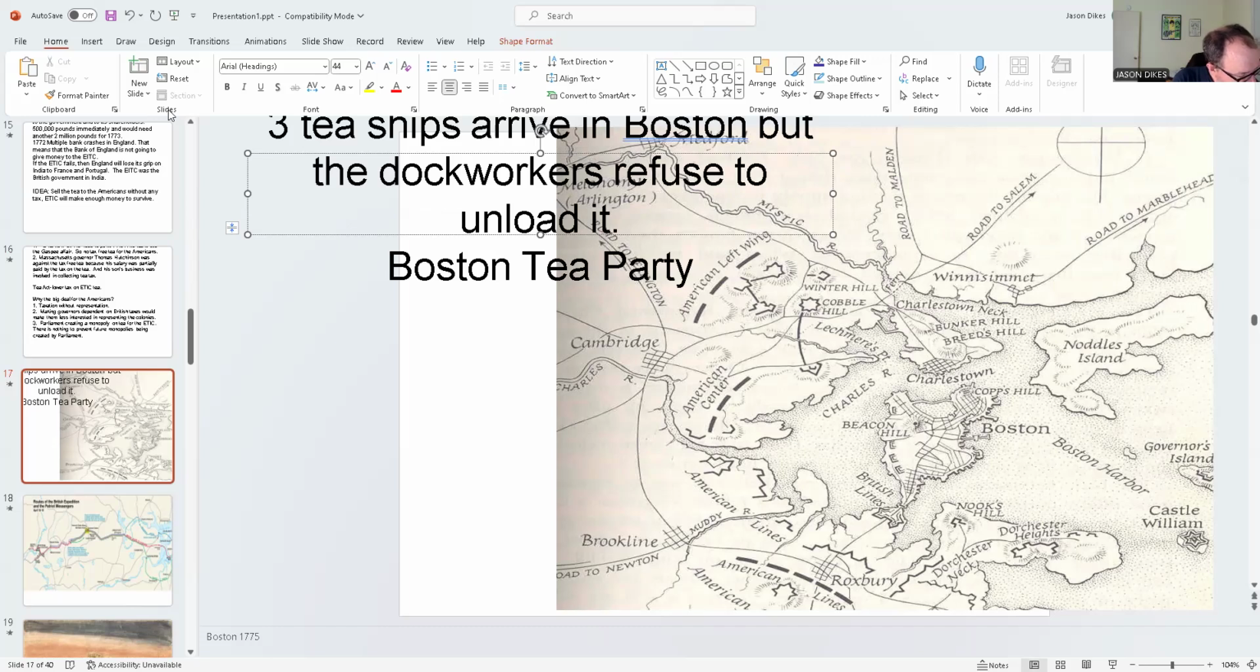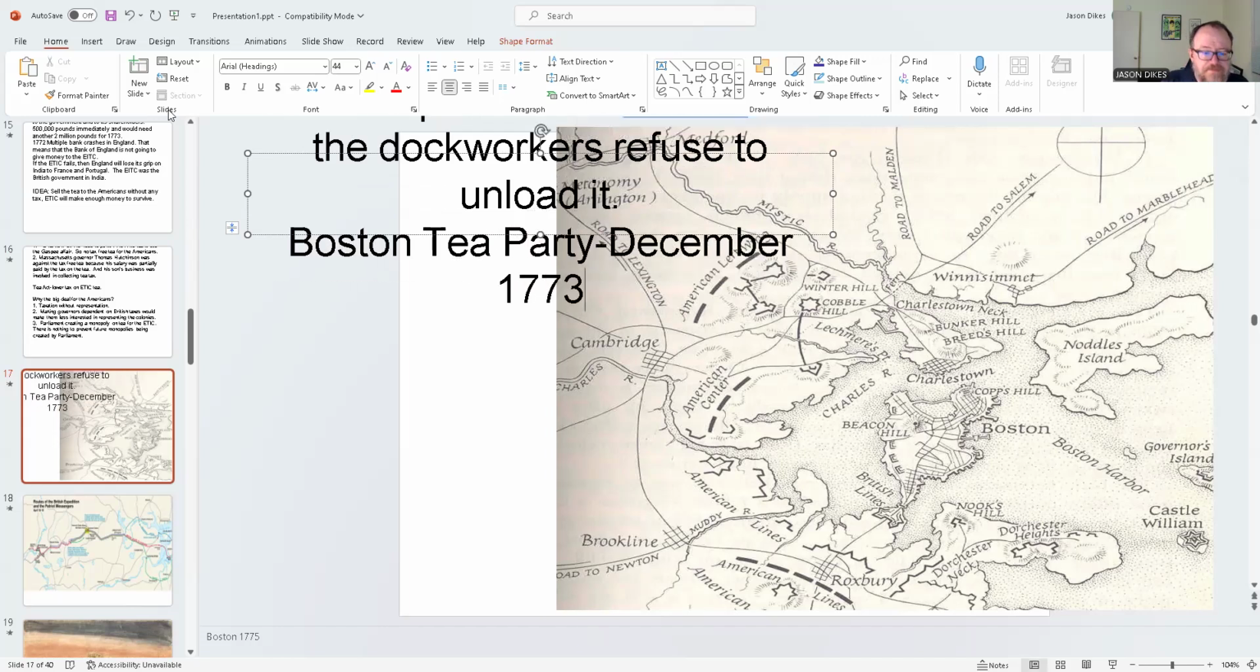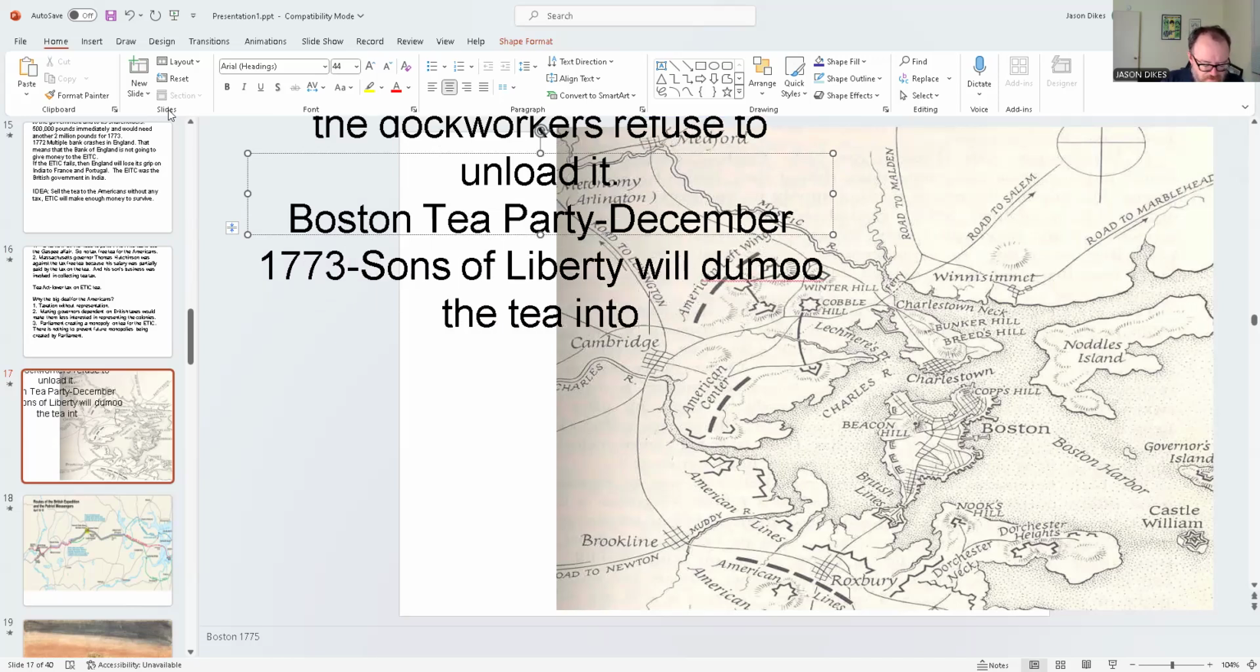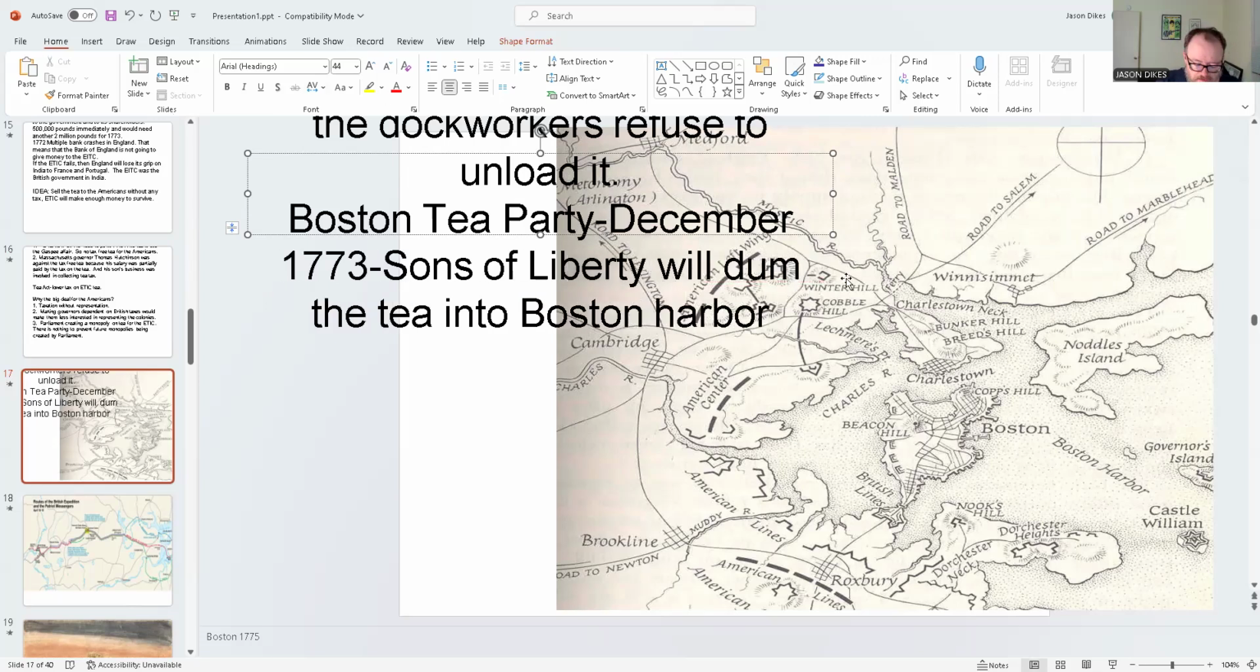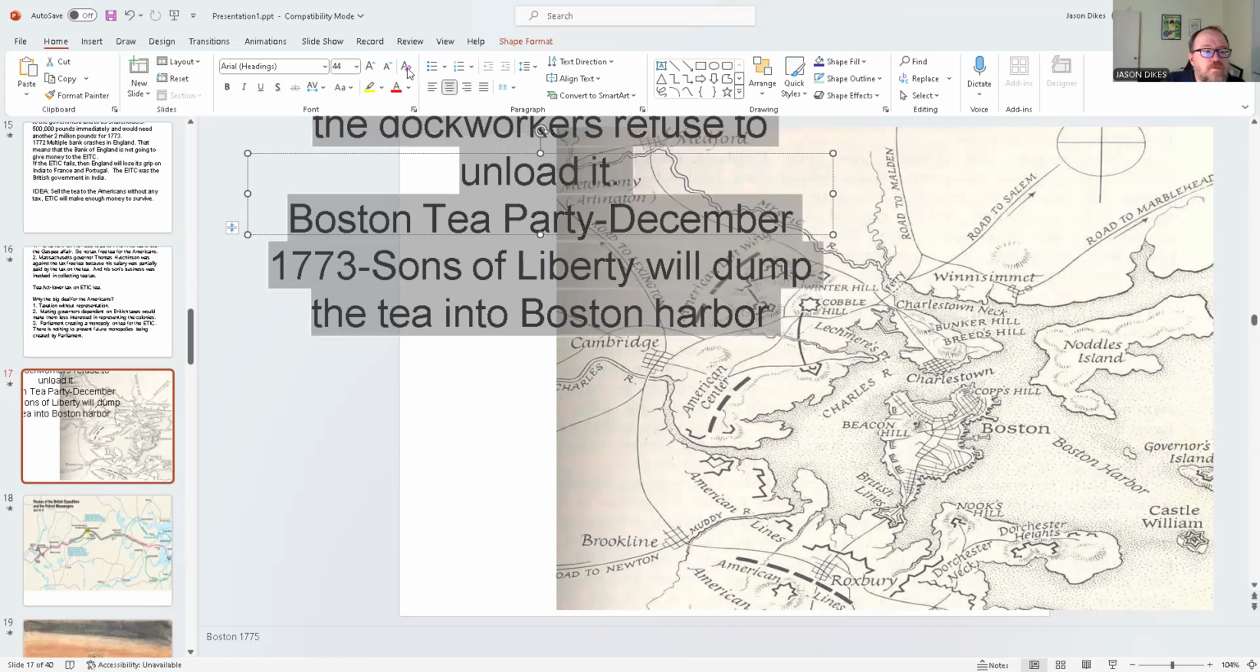On, I don't have the exact date, but December 1773, Sons of Liberty will dump the tea into Boston Harbor.